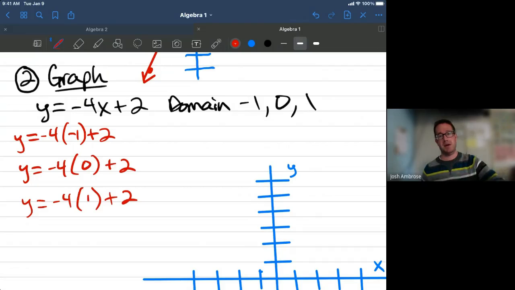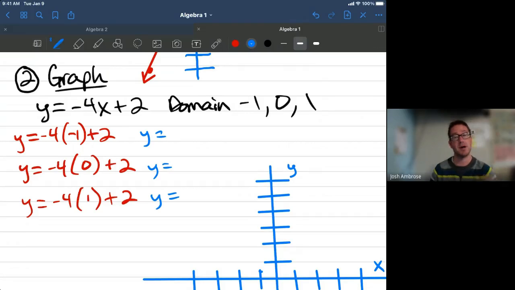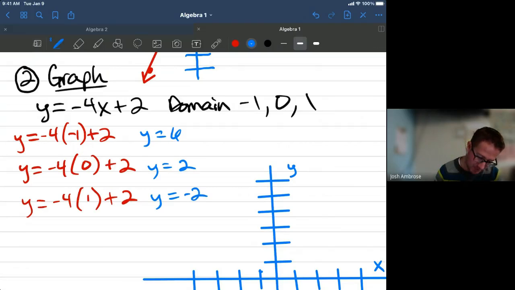Remember, domain goes with x. Where do you see an x in the equation? Plug those values in for x. What's the range? The range is the y. So what does this actually equal here? So the y equals for each of these equations. -4 times -1 is +4 plus 2 equals 6. -4 times 0 is 0. Plus 2 is 2. -4 times 1 is -4. Plus 2 is -2.